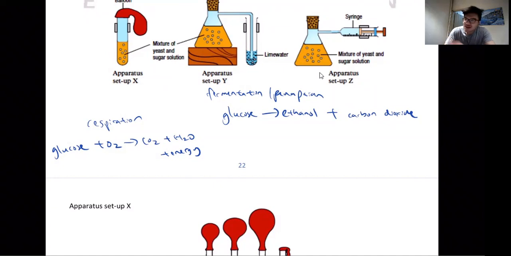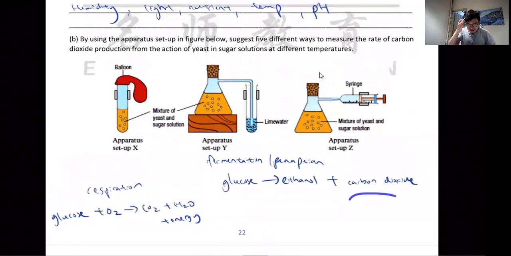I'll talk more about this later. But our point here is the carbon dioxide. Fermentation releases carbon dioxide. As you can see here, there are different ways to measure the rate of carbon dioxide. Why do we measure it? It measures the growth of yeast. The faster they do fermentation, the faster the yeast grow, and the more carbon dioxide they produce.